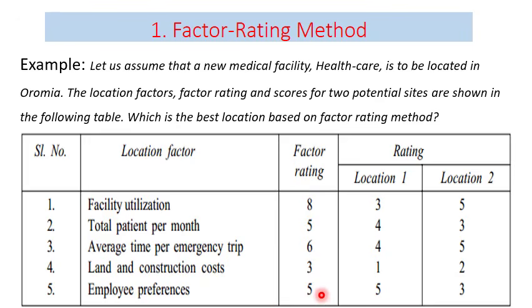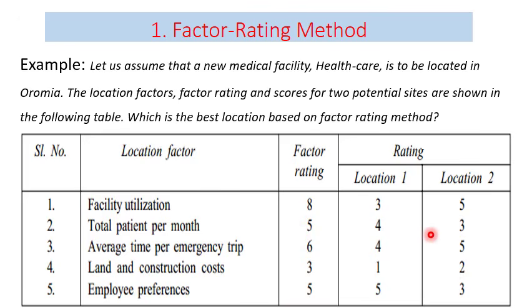And the third step is to give a score for each location according to the critical success factor. According to each critical success factor, we provide a score for each location, that is location 1 and location 2. So, in terms of facility utilization, here is the overall weight, and location 1 gets 3 and location 2 gets 5. And the same is true for the other critical success factors from this table, as you see.